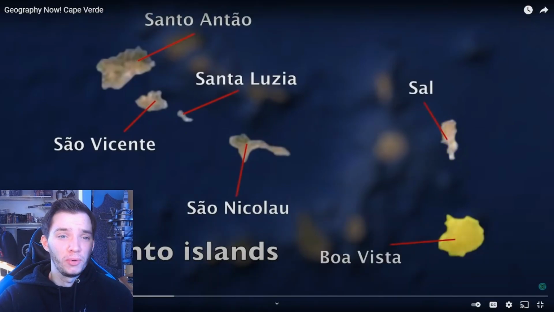Can you guys tell which country colonized these islands based on these names? Totally not right. I think it was France.